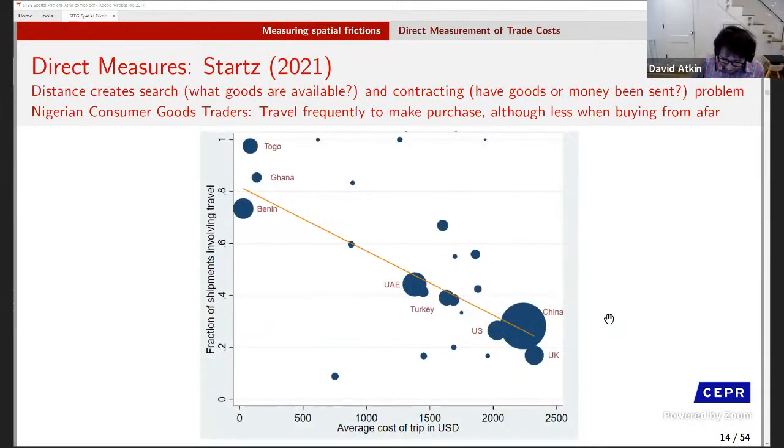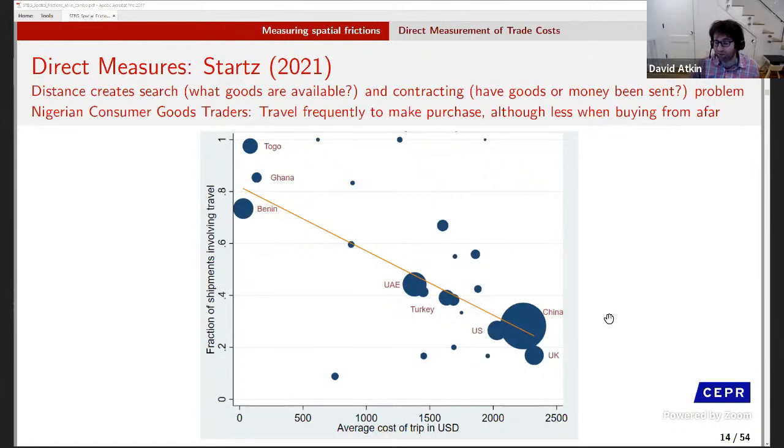The final direct measurement I'll talk about comes from Meredith Startz, and she has a very interesting paper where she surveys Nigerian traders, mainly in goods such as clothing, electronics, etc. And she highlights that distance creates essentially two problems. The first is a search problem, which is I want to know what goods are available. Say I'm a trader in Nigeria, I want to know what the new products are in China. And it's hard for me to do that from Nigeria. And so that's a search problem.